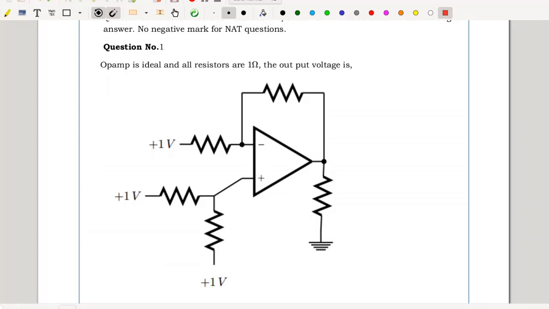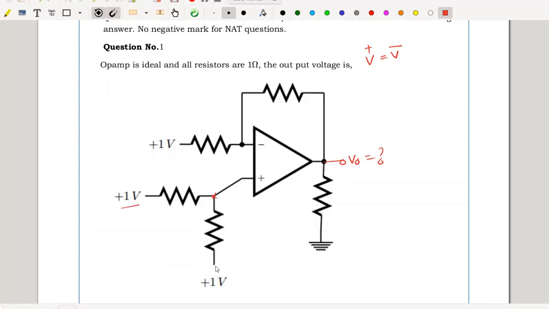Question number 1. Op-amp is ideal and all resistors are 1 ohm. The output voltage V out is to be identified. Op-amp is connected in negative feedback mode, hence V plus equals V minus is valid. V plus can be easily identified.